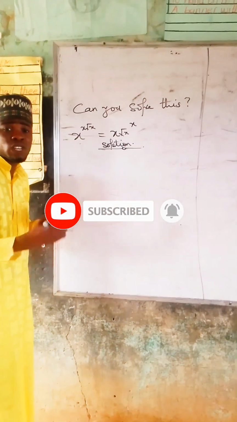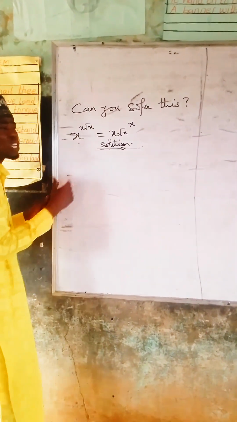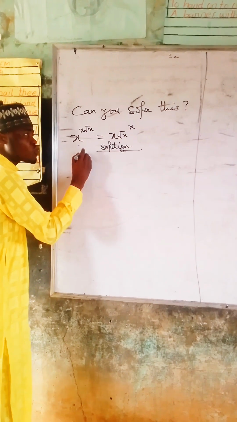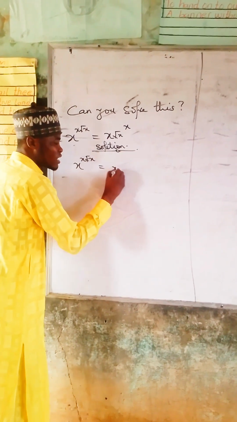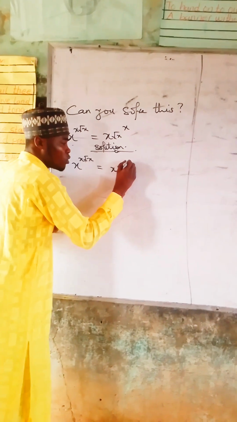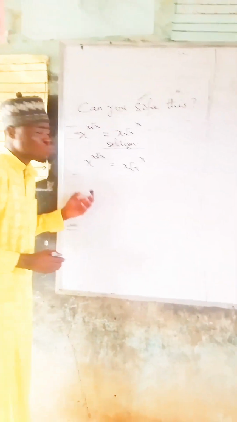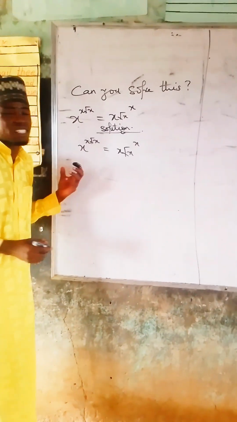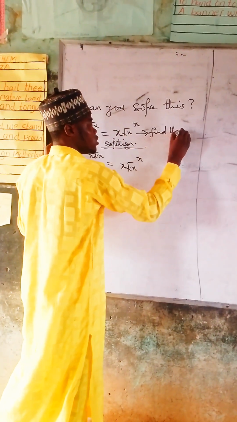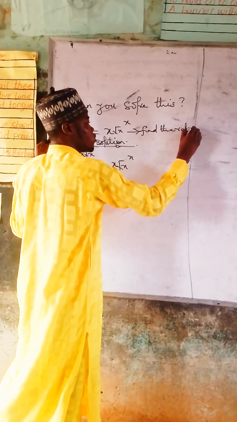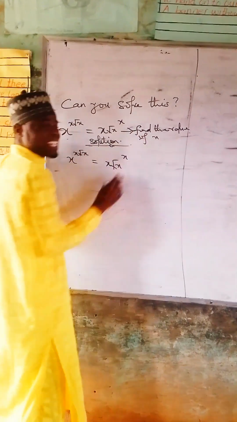Now, look at this question. How are you going to solve it? It's very, very simple. Look at it very well. Now, what do we have? We have x raised to power x root x equal to x root x raised to power x. Now, the question asks us to find the value of x. Let's just say find the value of x. That is the question.